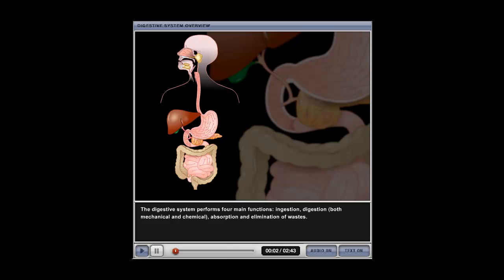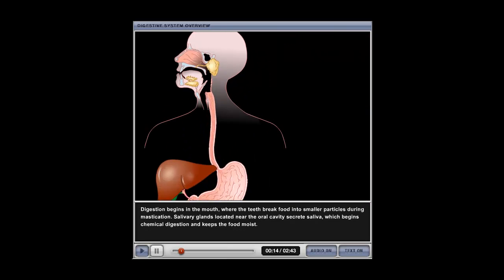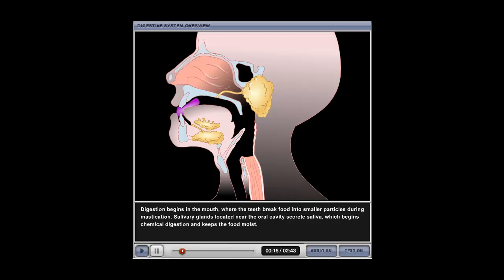The digestive system performs four main functions: ingestion, digestion, both mechanical and chemical, absorption, and elimination of wastes. Digestion begins in the mouth, where the teeth break food into smaller particles during mastication. Salivary glands located near the oral cavity secrete saliva, which begins chemical digestion and keeps the food moist.